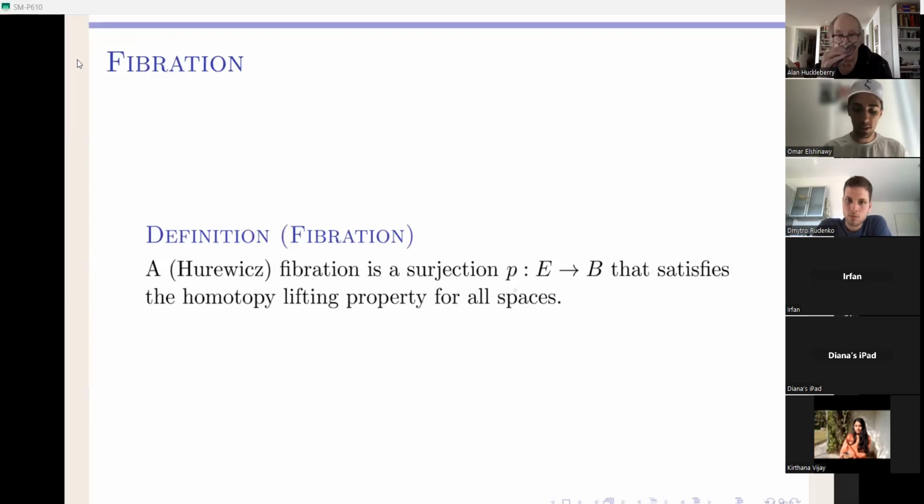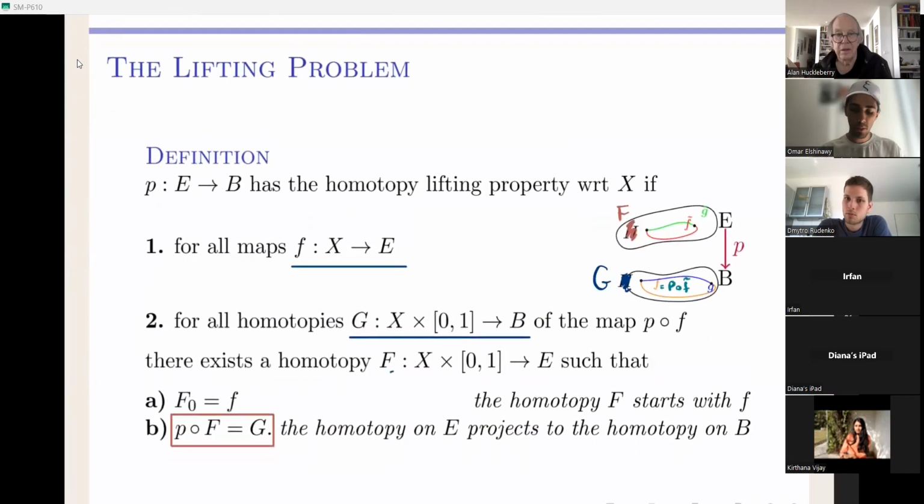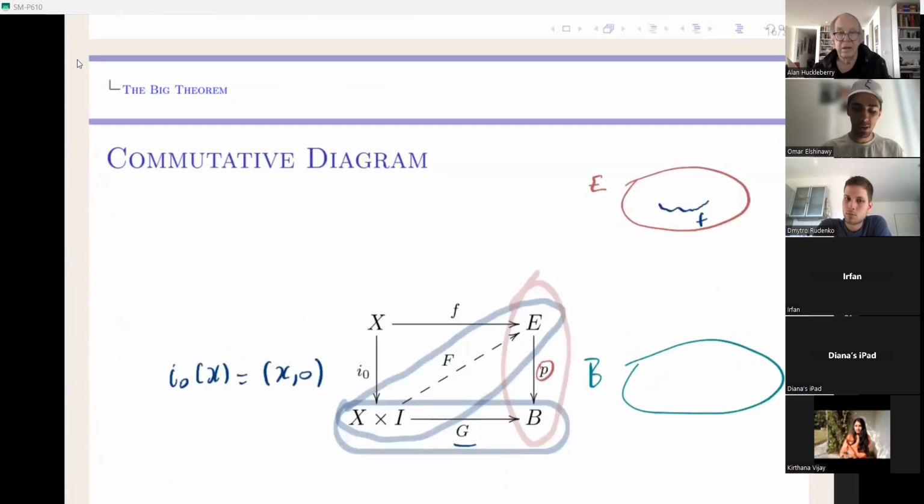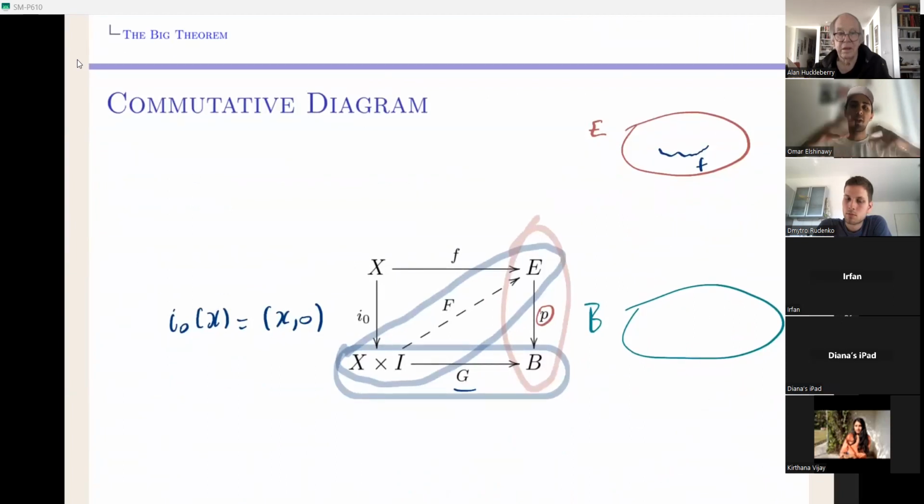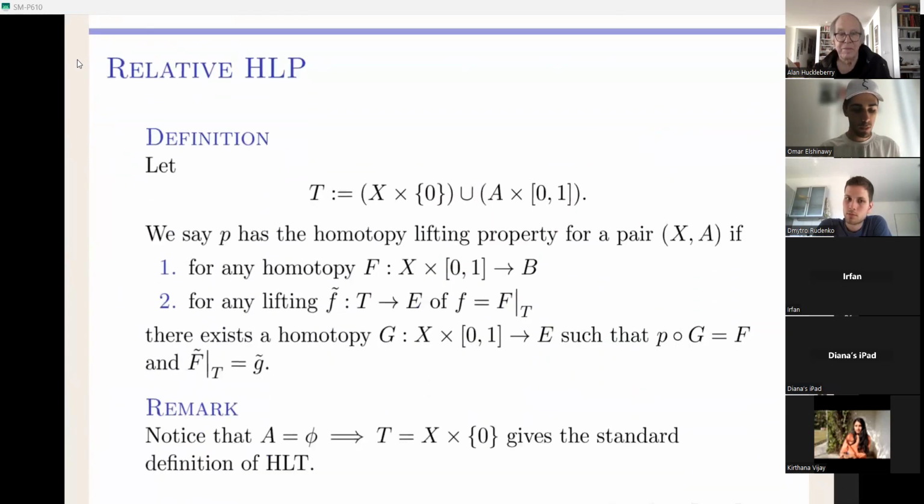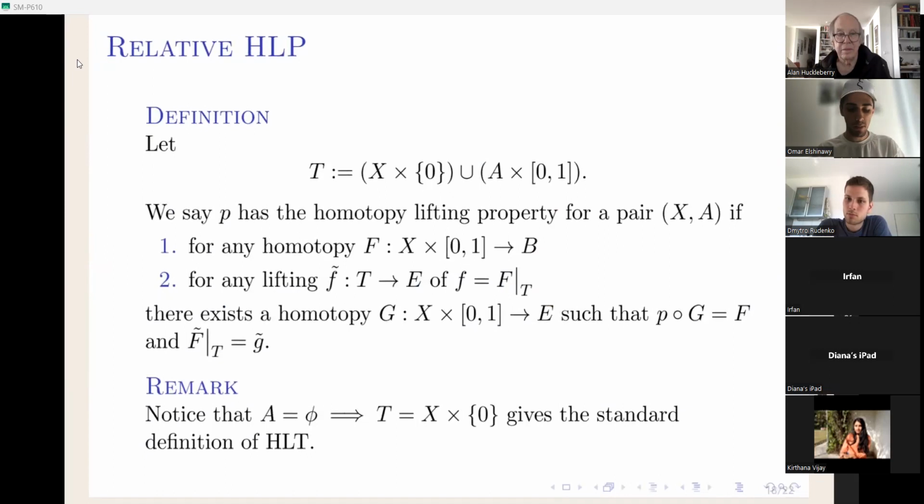A fibration is a surjection from a space E to a space B, which satisfies the homotopy lifting property that we've seen. The most important part out of this is just to understand we have a homotopy in one space, and you want to lift it upwards to the other space. That's all that it is. And then we need some other definition, which I'll just very briefly go over.